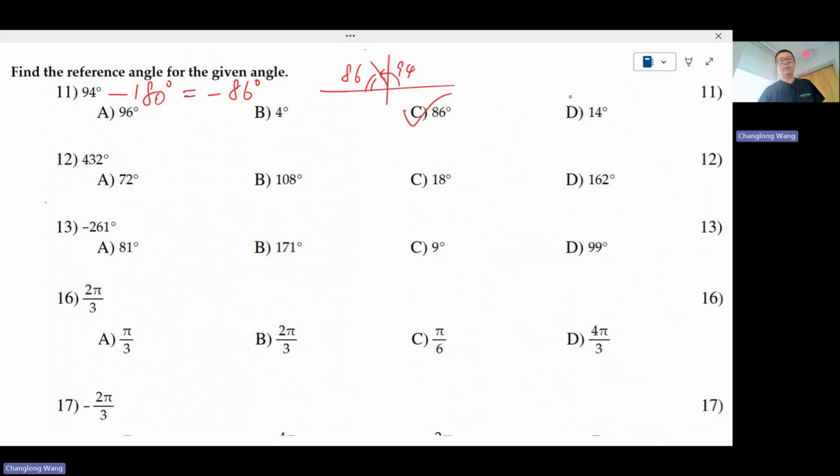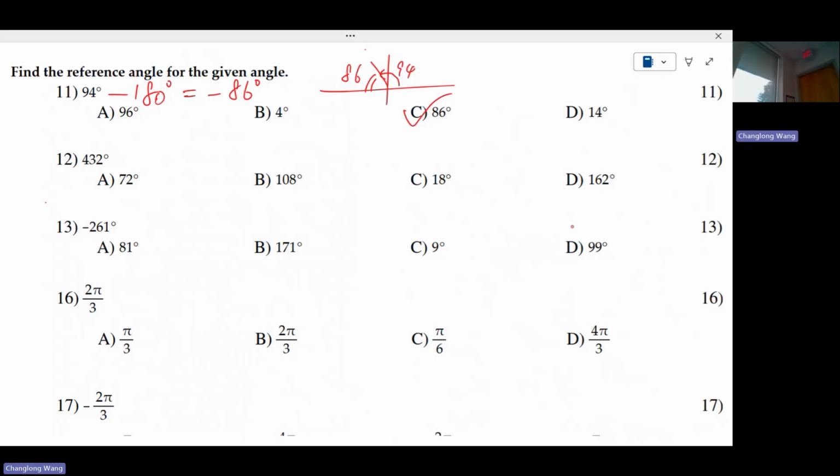That's not the official way to do it. The official way to say it is, since you are looking for the difference, and a positive difference is more intuitive, instead of subtracting 180 from 94, you should have subtracted 94 from 180 in the first place. But again, if you know what the difference represents, you won't be too worried about the negative sign. Anyway, now let's try number 12.